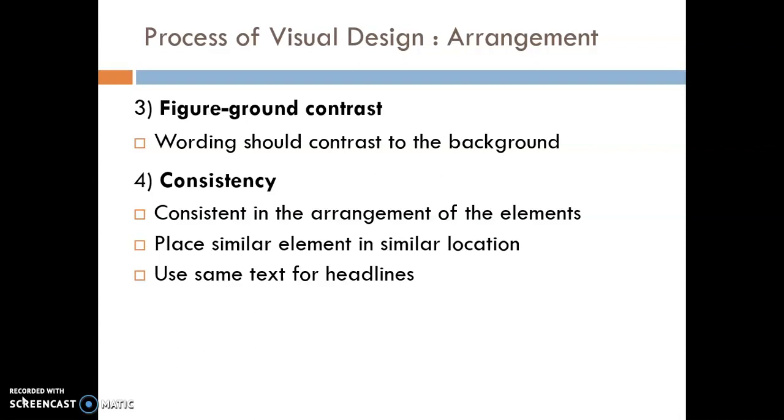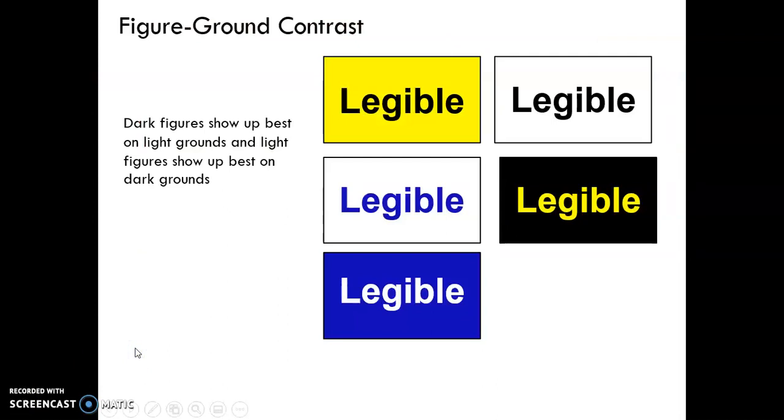And then consistency: be consistent in the arrangement of the elements. This is an example of foreground contrast. The important elements, especially wording, should stand out in good contrast to the background. For example, this background is yellow, so the color of the words is black. The simple rule of foreground contrast is that dark figures show up best on a light ground and light figures show up best on a dark ground.